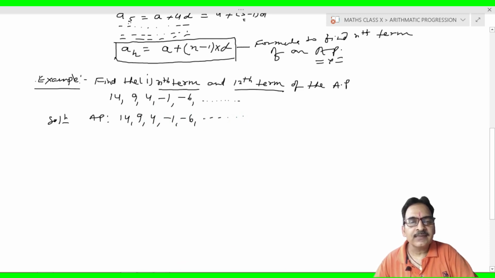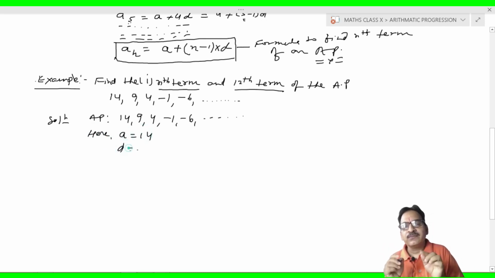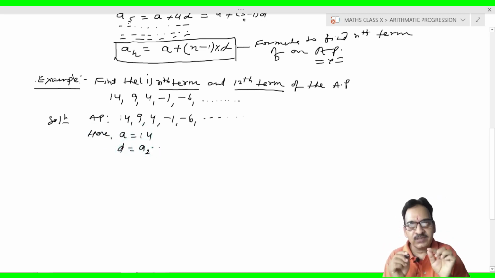Now the question is, if the list is given, the first task is to find what is the value of A and what is the value of D. First your task is to find A and D. Okay, so A is the first term, so here A is equal to 14 and D is equal to A2 minus A1. Never you do A1 minus A2. A term minus preceding term. Anywhere in the list you take one term minus its preceding term to get the value of D.